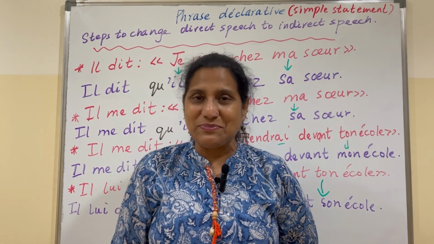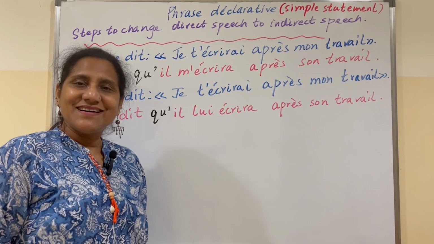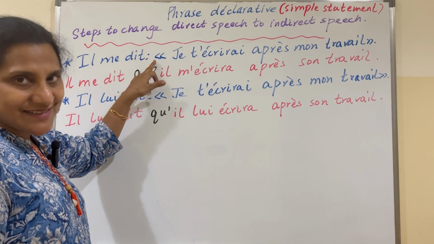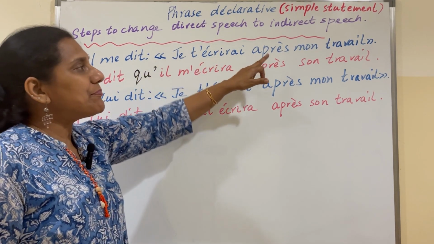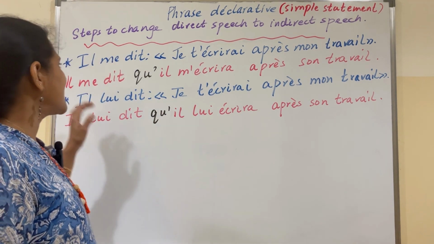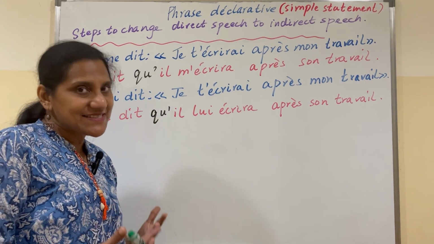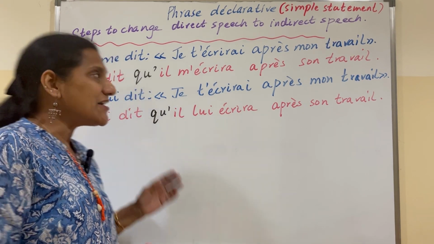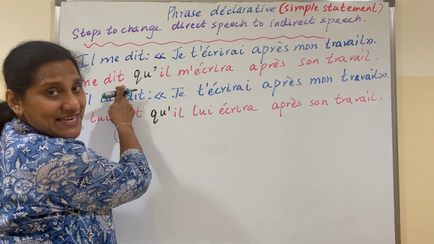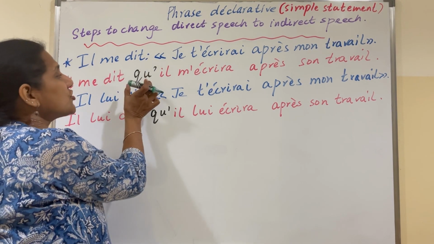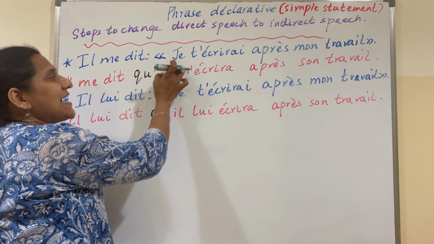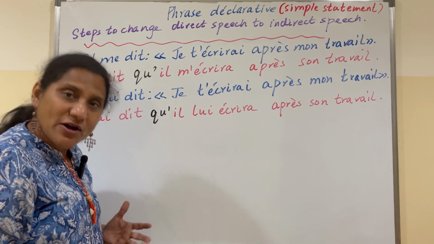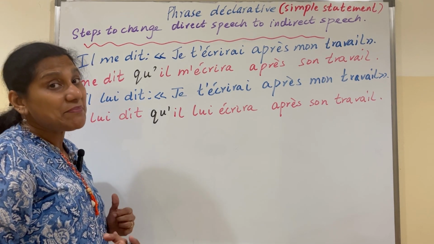Let's look at some more examples. Let's look at another example. Il me dit, colon, start the quotes, je t'écrirai après mon travail, close the inverted commas. So, this is a phrase déclarative, we're changing from direct to indirect speech. What are the steps involved? Write out the main clause, il me dit, remove the colon as well as the quotes, join the sentence using que, and change the subject pronoun, the verb, the possessive adjective in the subordinate clause according to who's talking to whom in the main clause.